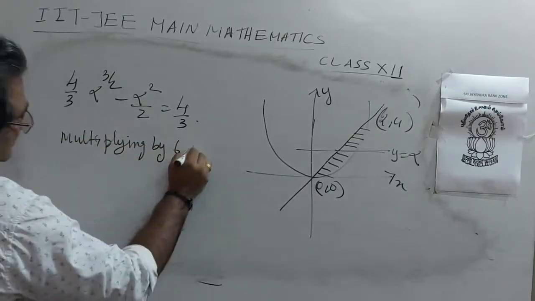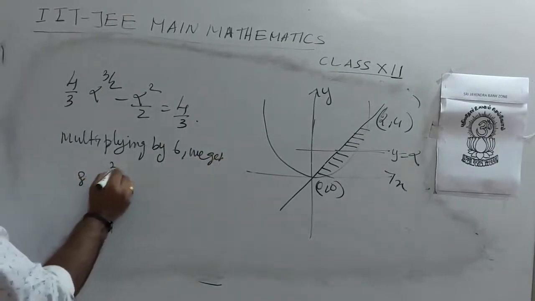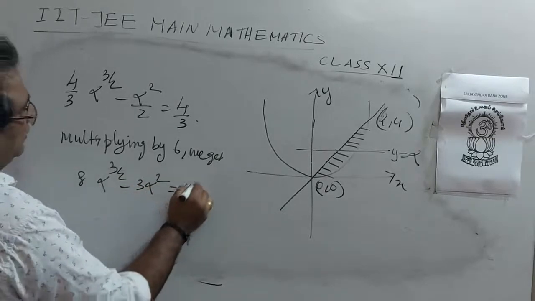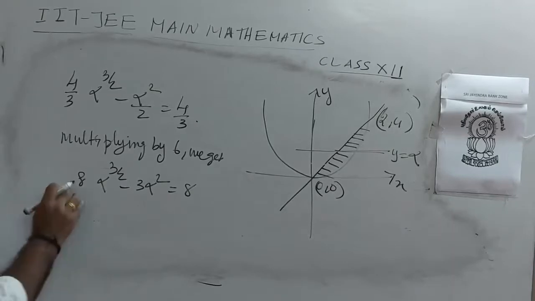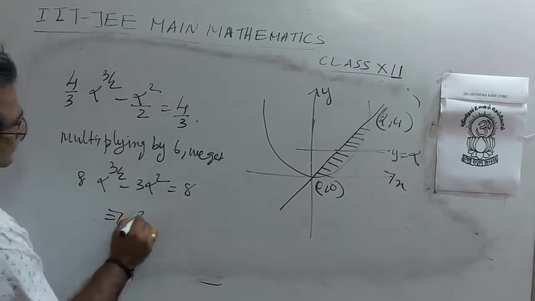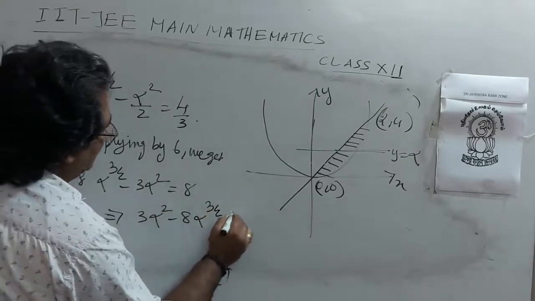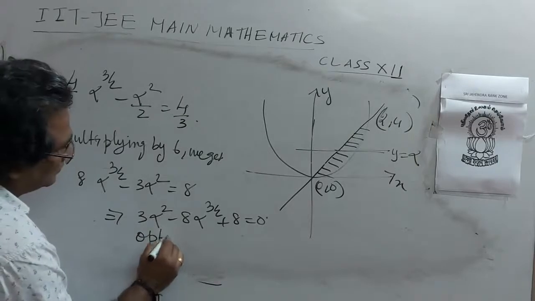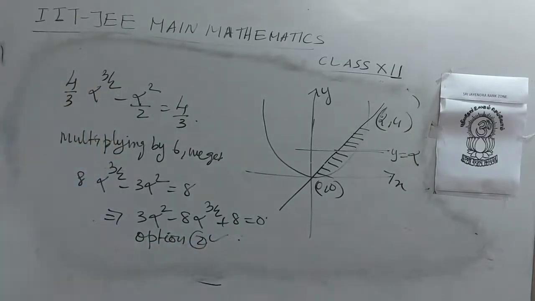Multiply by 6. 8 alpha power 3 by 2 minus 3 alpha squared equal to 8. Bring this side. 3 alpha squared minus 8 alpha power 3 by 2 plus 8 equal to 0. So option 2 is correct in this case.